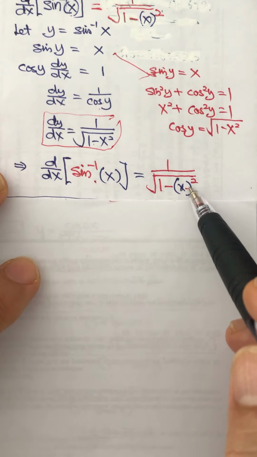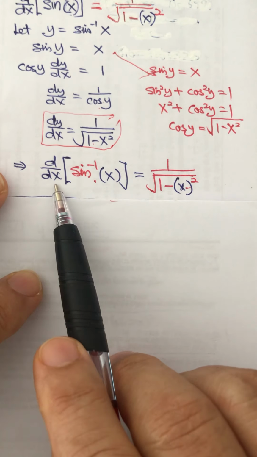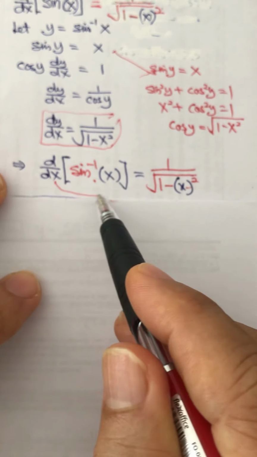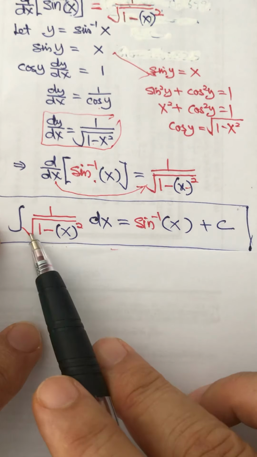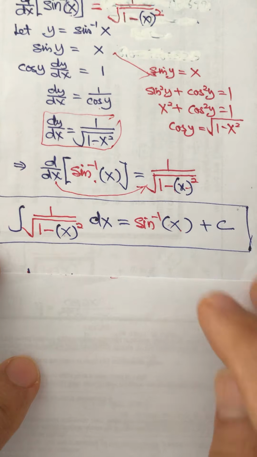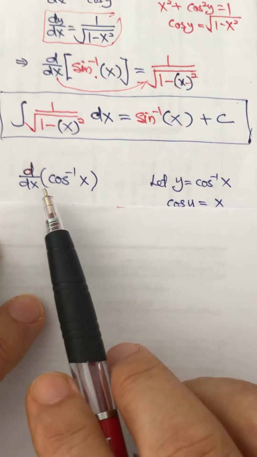This one we have learned before. And then I told you already what is the difference between differentiate and integrate. So when I bring this one over, it becomes integrate. So that means you integrate this one, you will get arc sine x. Okay, next, cos, same thing.